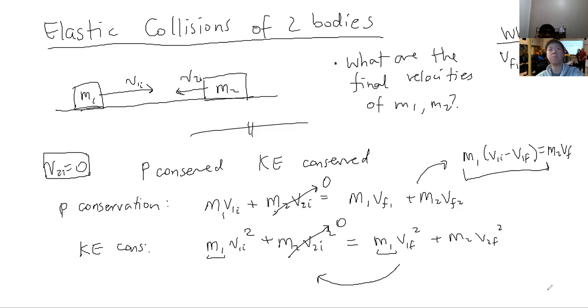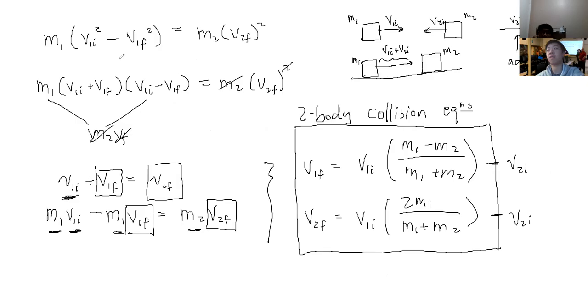We manipulated them and moved stuff around, right? First we said V2i was zero, so these things canceled out. Then we subtracted M1 V1f on both sides to get this equation and factored out the difference of squares. So M1 times V1i plus V1f times V1i minus V1f, right? Okay, so are we good up to here?